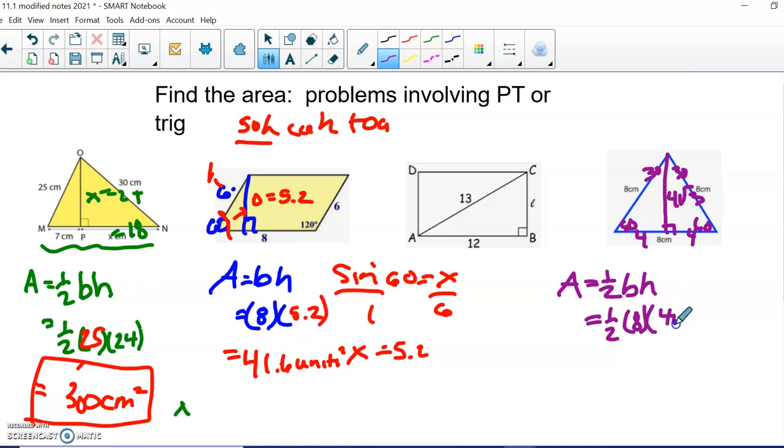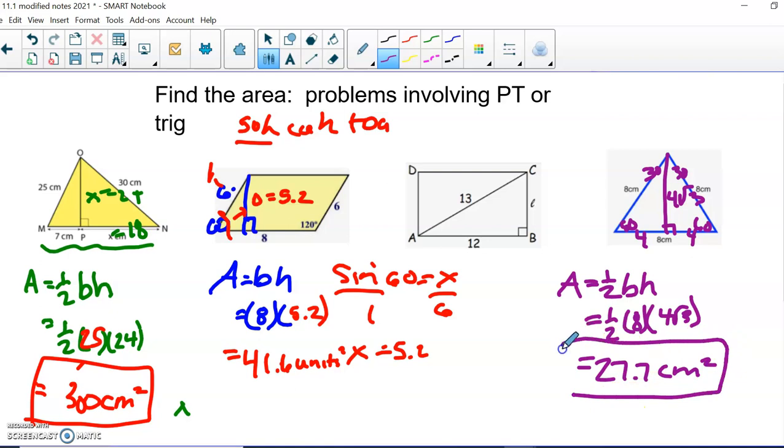So I'm going to go ahead and put that in my formula. And we're going to punch this in a calculator. So 1/2 times 8 times 4√3, and we get the area of this equilateral triangle with side lengths of 8 would turn out to be about 27.7 square centimeters.